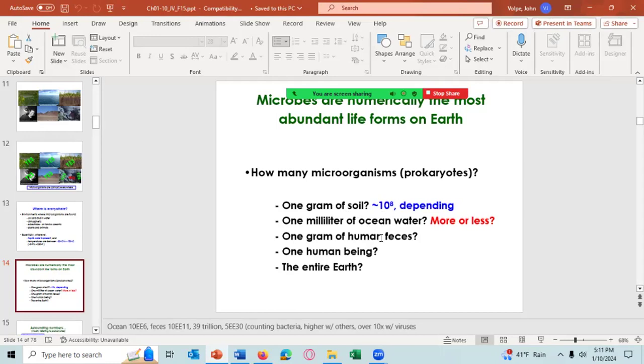In 1 gram of feces, do you think you'd find more or less than in 1 gram of soil? More. Yeah, you'd find more. How about on 1 human being? Obviously, that would be more, and on the entire Earth, you'd have a lot more.